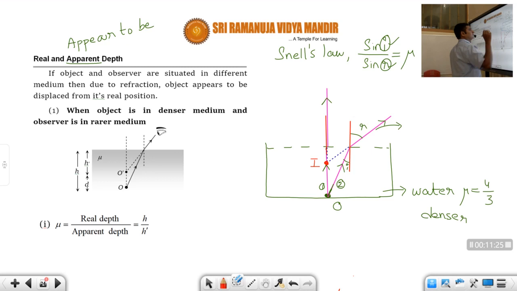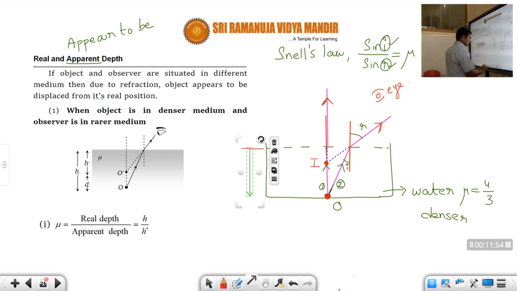Now a person who is watching, okay students, to that person's eye these two rays are coming, these two rays will reach the eye, and he will see the object which is actually at a depth, this depth is the original depth. How much depth? Let us say h. But actually this eye will see the intersection of these two refracted rays, which are dotted rays.